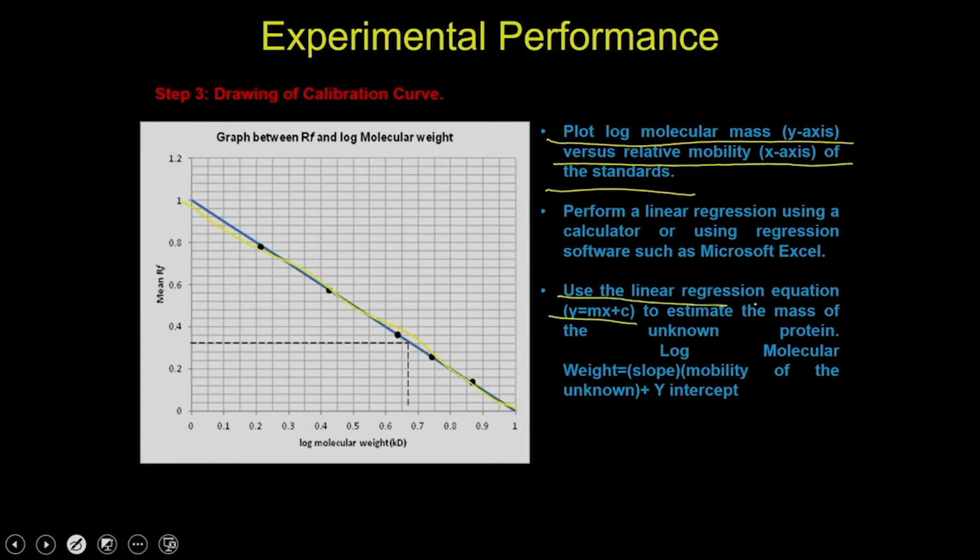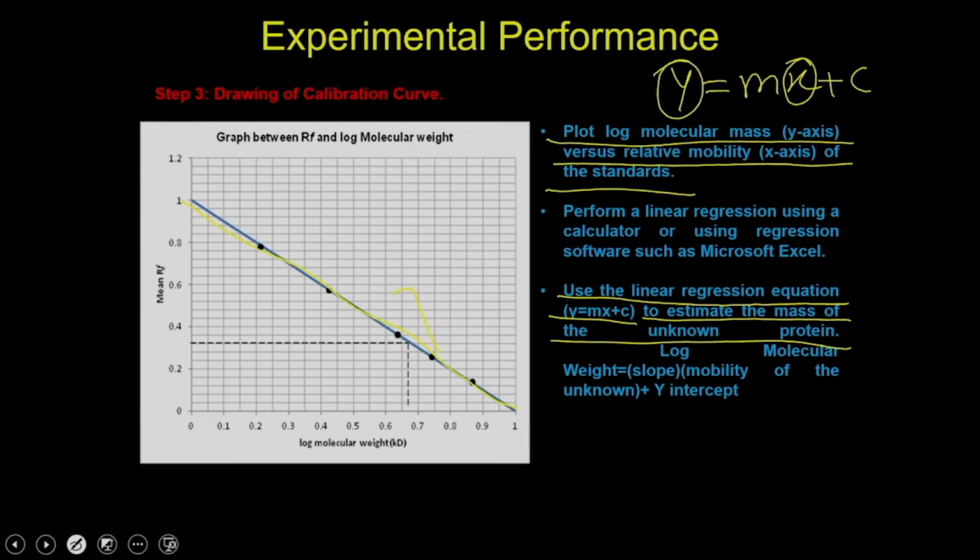So, using the linear regression equation, you can estimate the mass of the unknown protein. For example, if you have the equation y equal to mx plus c, where the x value is what you actually require, if you know the y value you can determine the x value, because all the others are constant, and m also you can calculate from this graph, and as a result you will be able to determine the protein.